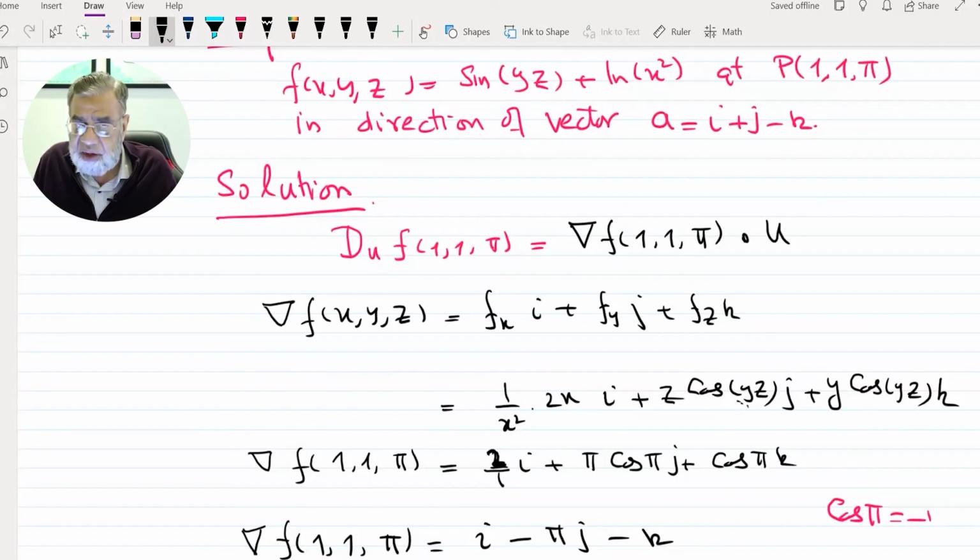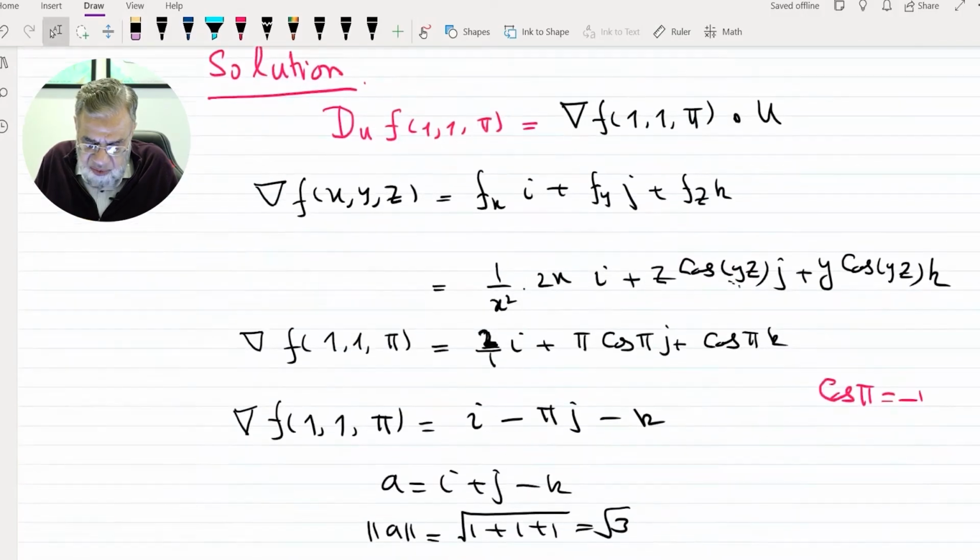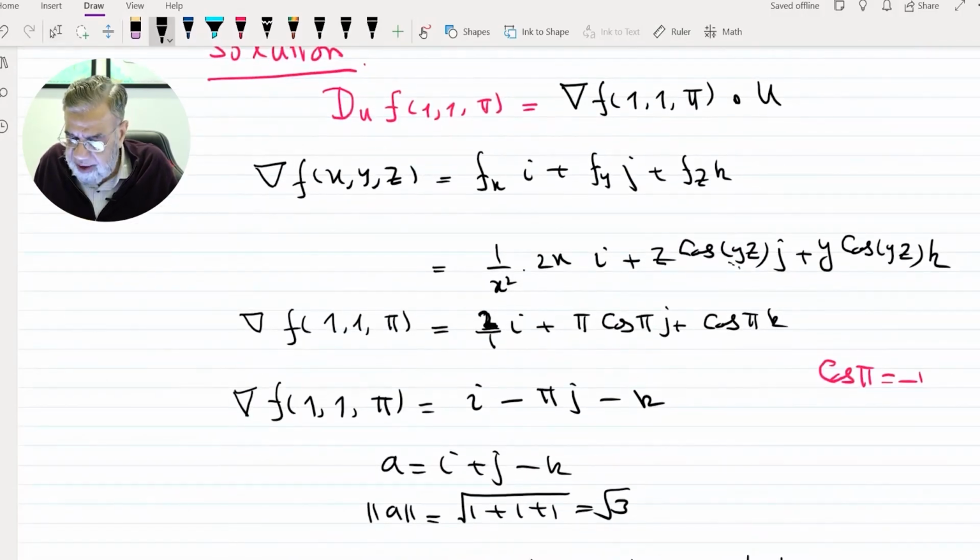Again, sine x squared is a constant, and for sine yz, taking the derivative we have cosine yz, and then with respect to z is y. So I can simplify this as 2 upon x i plus z cosine yz j plus y cosine yz k. Now we substitute the values: x is equal to 1, y equal to 1, z equal to pi, then cosine pi is equal to -1.